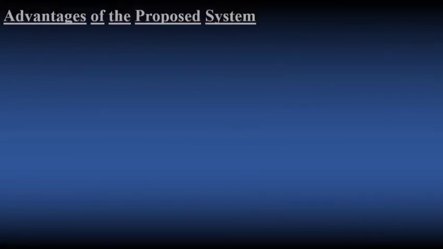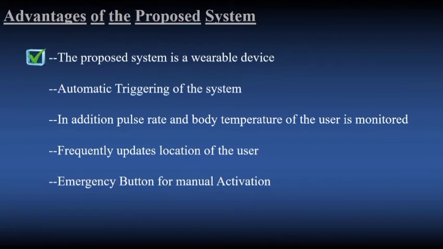Here come the advantages of the proposed system. The first advantage is that the proposed system is a wearable device, which means it will be portable. As for the next advantage, automatic triggering of the system will be made available. This was a great drawback in the existing system, where the user has to manually trigger the system. Why is automatic triggering required? In some situations, the user won't be in a state to do so. He might be unconscious or unable to manually trigger the system. In such scenarios, automatic triggering becomes the most desirable requirement. If we include this in our proposed system, it will be a great advantage.